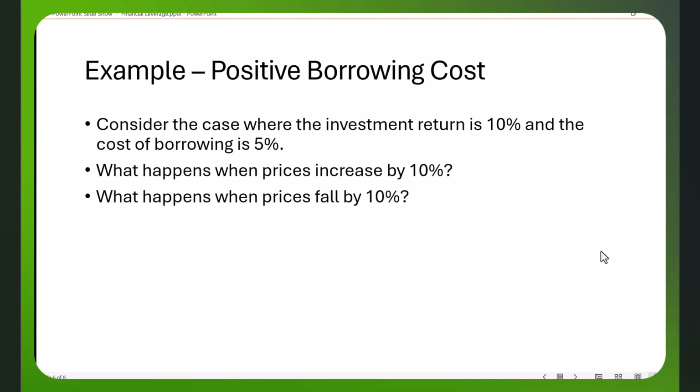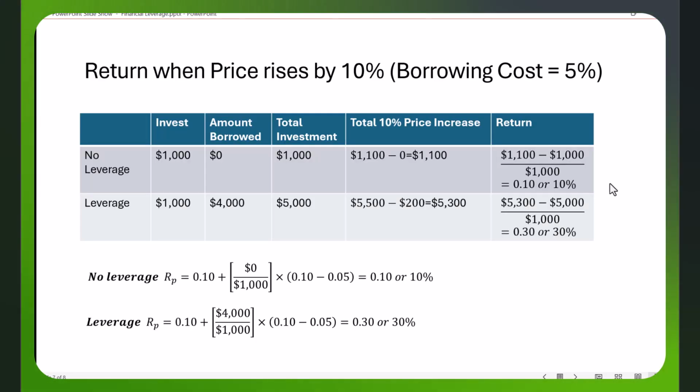All right, let's move on to the case where we have some borrowing costs. Let's consider the case where the investment return is 10% and the cost of borrowing is 5%. What happens when prices increase by 10%? What happens when prices fall by 10%? So here, again, in the no leverage case, nothing happens, right? It's going to be the same, goes up by 10%, and so you're going to earn 10%.